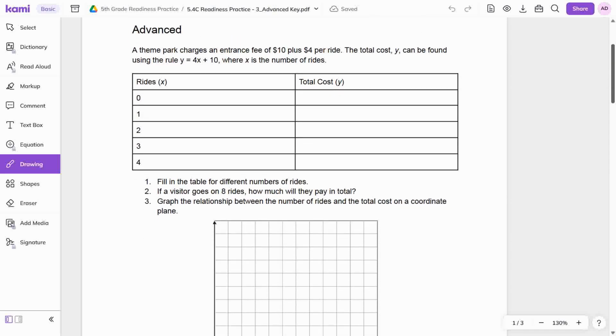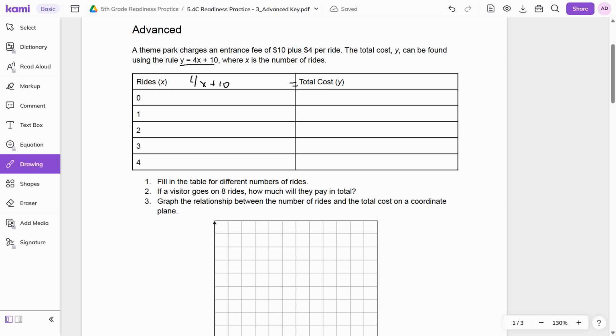So we have a theme park that charges an entrance fee of $10 and then $4 per ride. So we've got this rule here, y equals 4x plus 10. And so let's go ahead and just put that right here. I'm going to put 4x plus 10. We're going to use this to fill out the table. I'm just going to reverse the x and the y. So the x is on the left, the y is on the right.